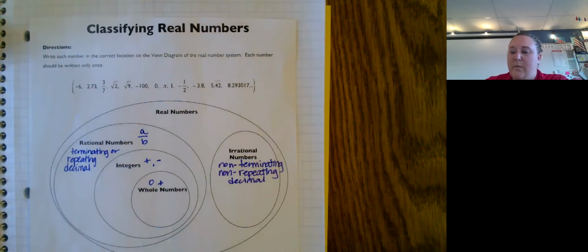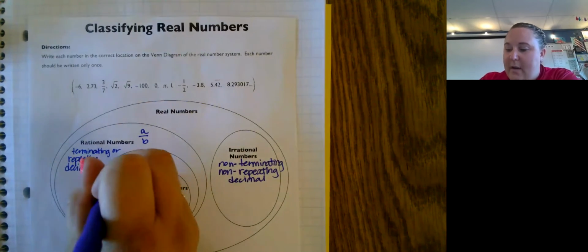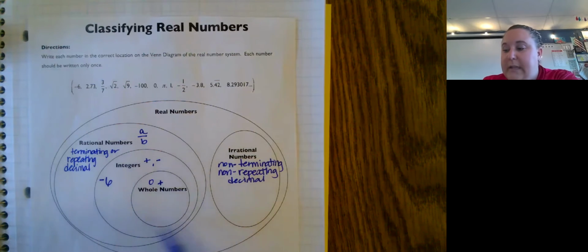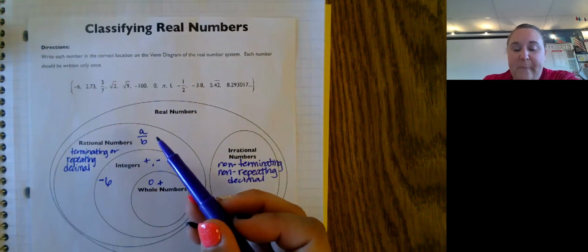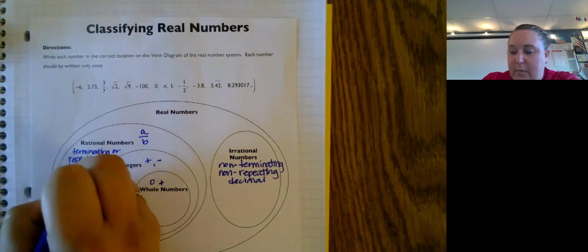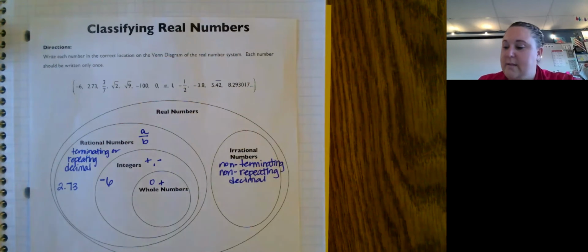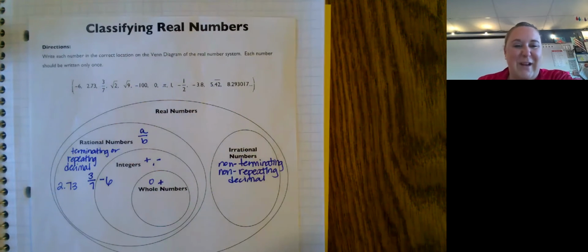All right, so if we put these numbers into their correct location, -6 would fall into the category of being an integer. Now, because it's an integer, it also falls inside the bigger part of our Venn diagram of being a rational number. 2.73 is going to be rational because it's a terminating decimal. 3/7 is also rational because it is a fraction. It can be written as a fraction.